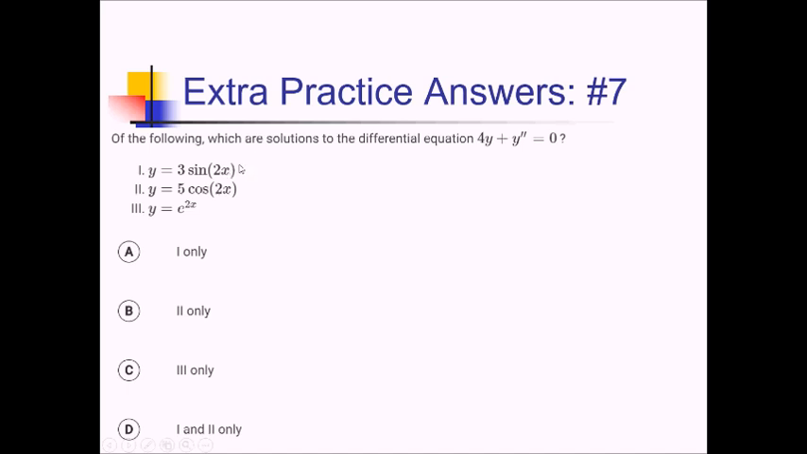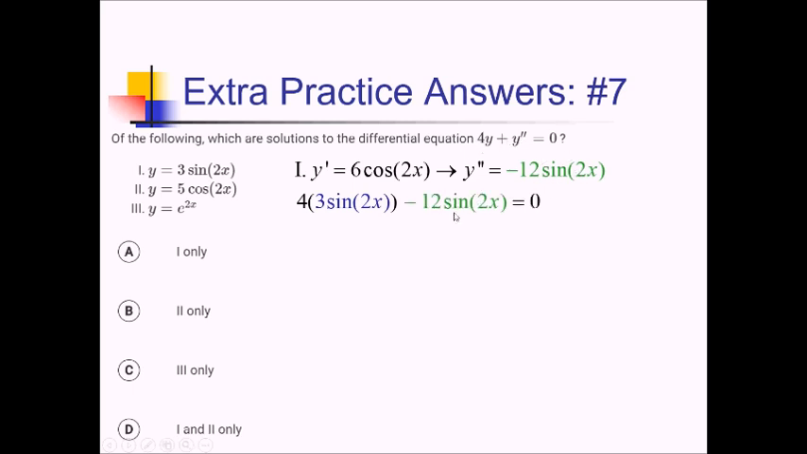Using our chain rule, that's going to be 6 cosine of 2x. And then y double prime, using another chain rule, is going to be negative 12 sine of 2x. So plugging that in, we've got 4 times the original function. So that's 4 times 3 sine of 2x plus y double prime, which is just this stuff right here. And does that come out to 0?